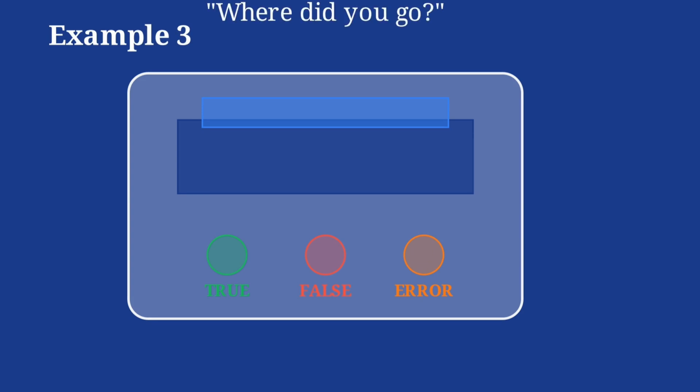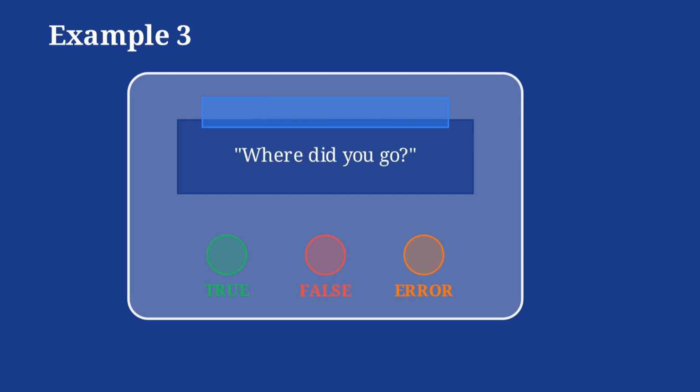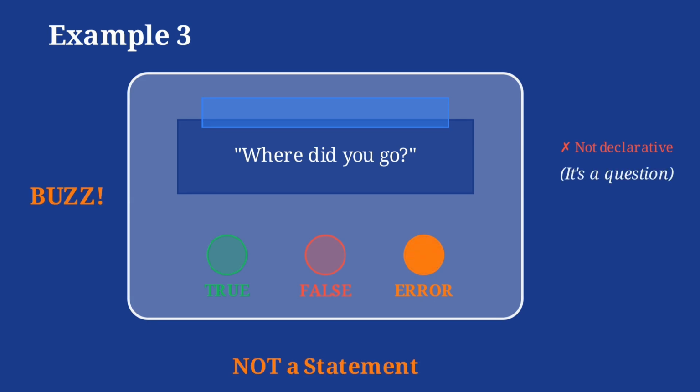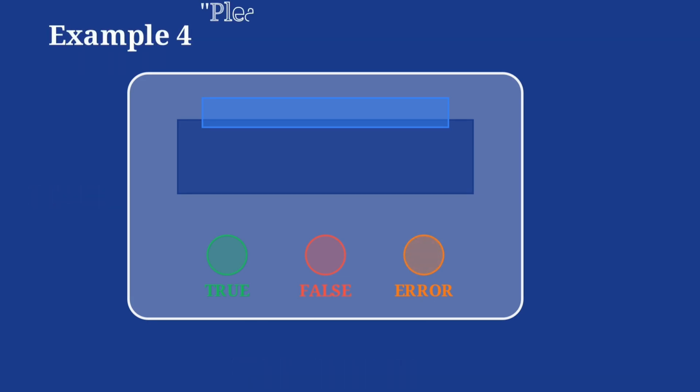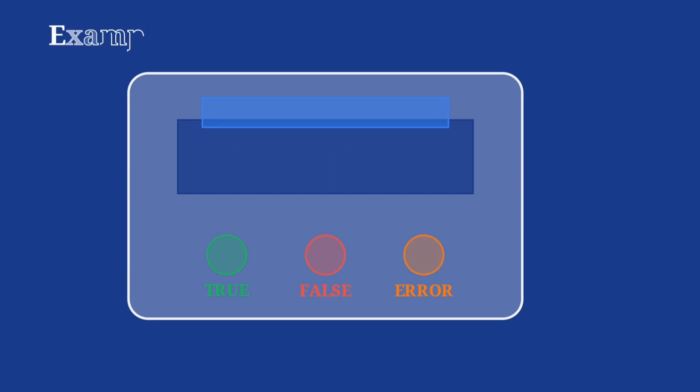Example 3. We feed in, "Where did you go?" Is it declarative? No. This is a question, not a declaration. This is not a statement. Example 4. We feed in, "Please pass the salt." Is it declarative? No. This is a command. It's not true or false. Error. This is also not a statement.